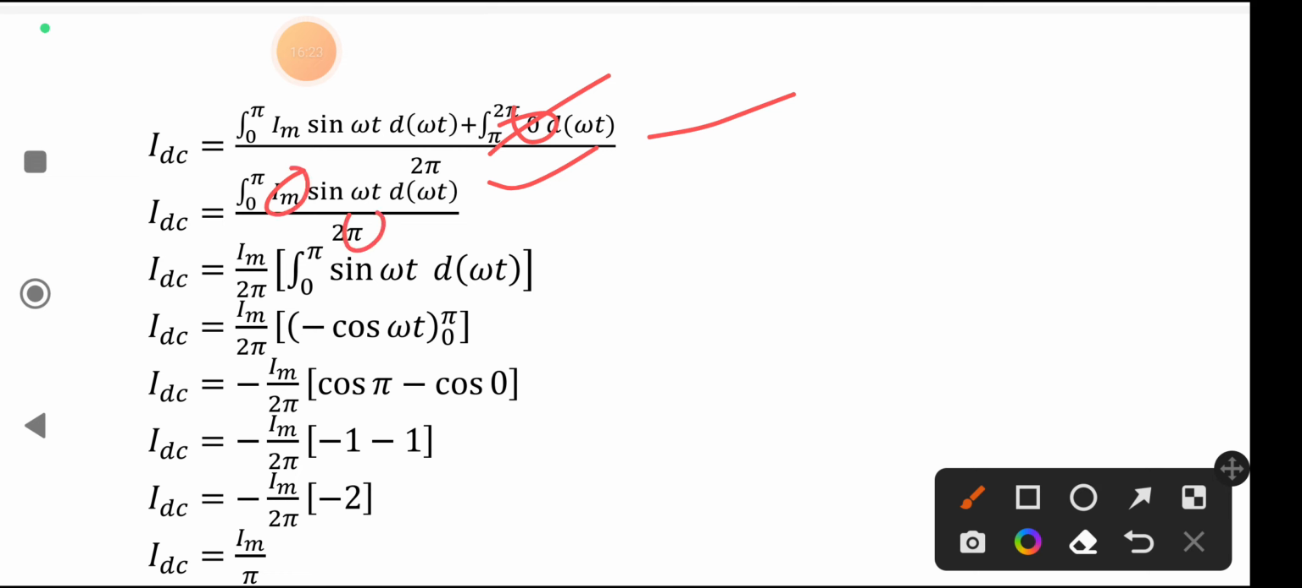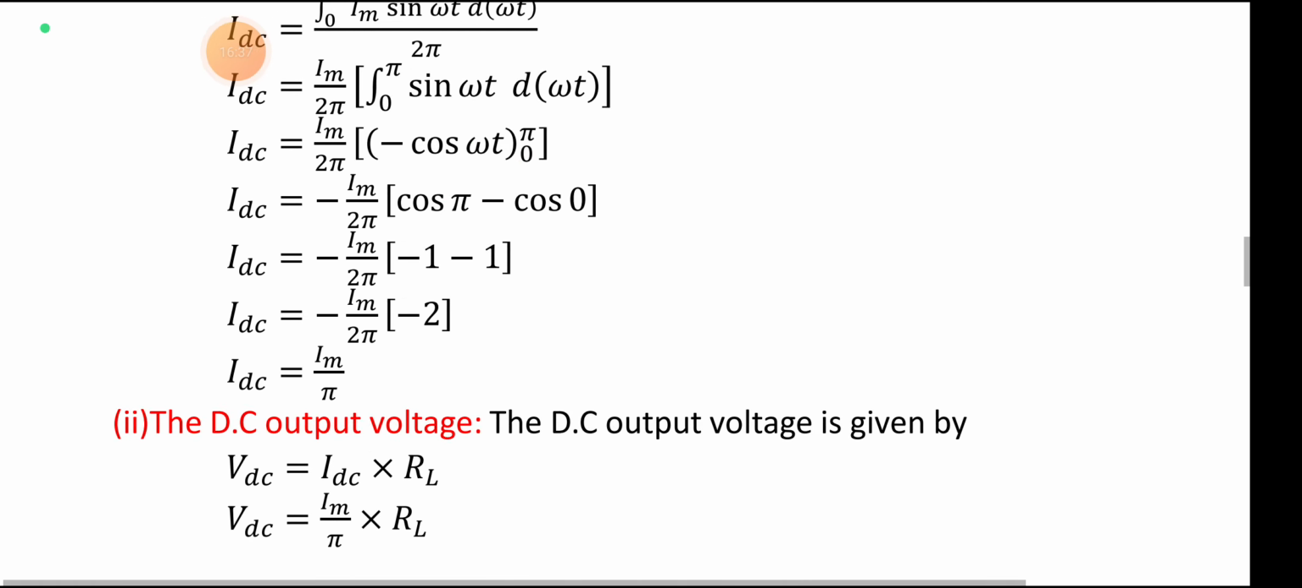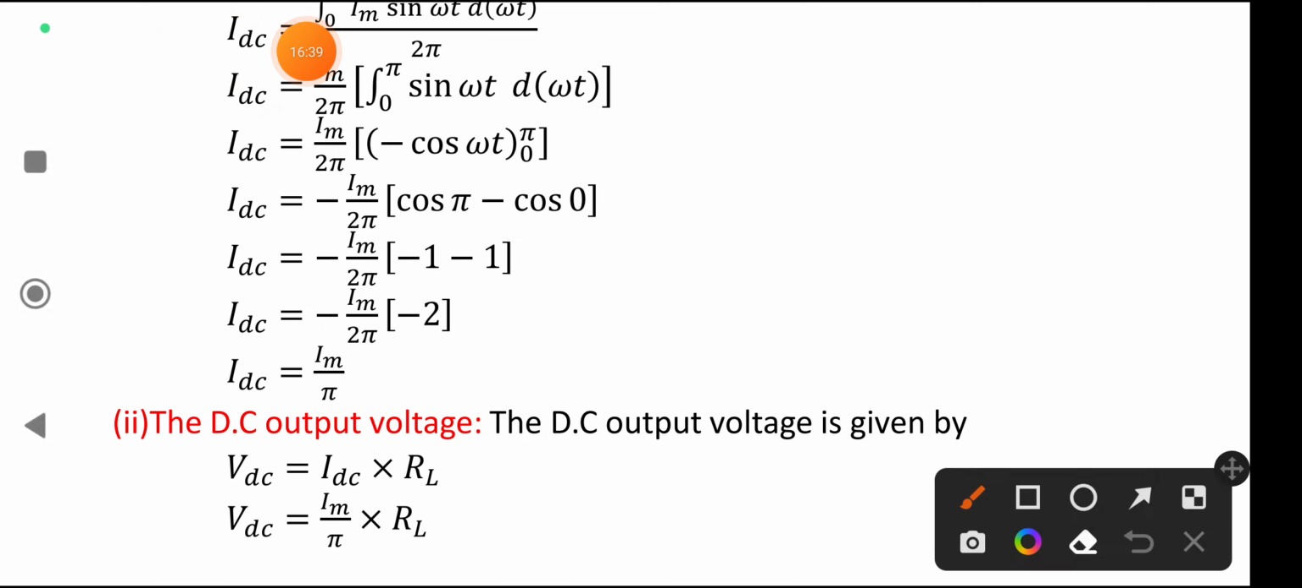Now the common factor, these two are common, taken outside, sin as it is. Next, the integration of sin omega t is minus cos omega t, from 0 to pi, and the minus is taken outside. Now substitute first pi and then 0. Cos pi is minus 1 and cos 0 is 1, so minus 1 minus 1 is minus 2 only.